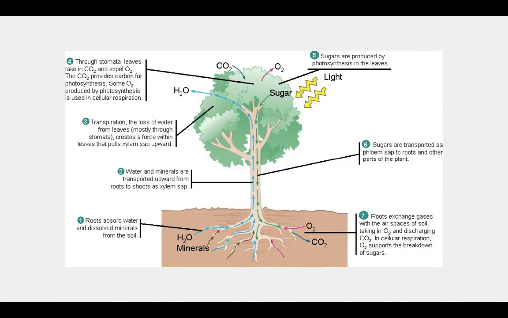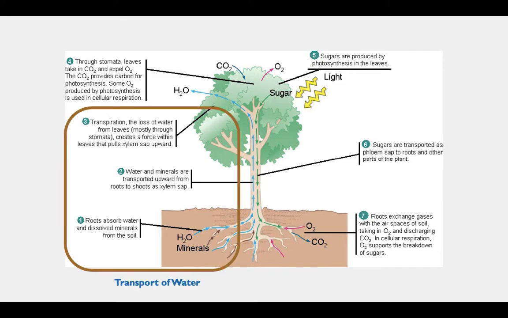So these are all the different things that can take place in the plant. Number 4 at the top left there tells you about the gases coming in through the stomata. The bit that focuses on the movement of water is 1, 2 and 3, and that's focusing on the function of the xylem. So you can see that the roots absorb water and dissolved minerals from the soil. The water and minerals are then transported upwards from the roots to the shoots as xylem sap. And then the water is lost by transpiration, which we will talk about later on this week. This is a loss of water from leaves, mostly through the stomata, and it creates a force within the leaves that pulls the xylem sap upwards.